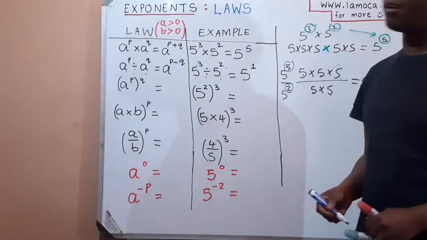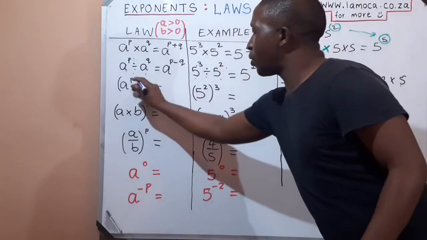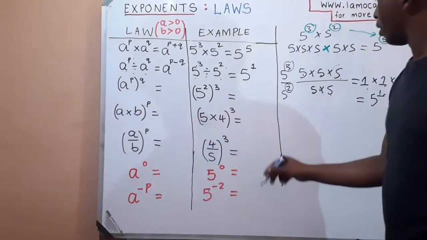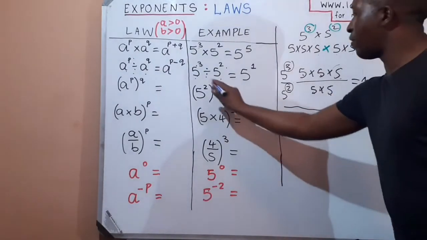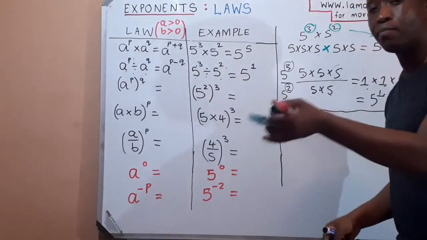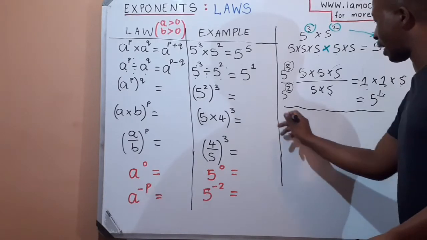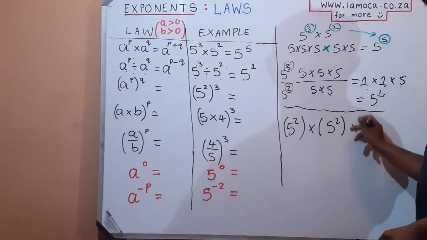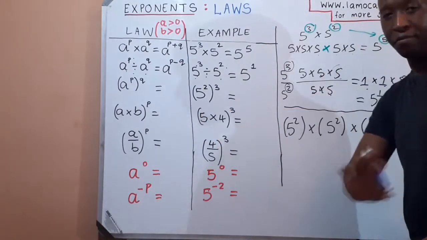Let's go to the third law, of raising a power to a power, which means when you've got an exponential term raised to another exponent, what would that mean? Okay, cool. So we're going to take the example of 5 squared, all to the power of 3. This means the thing inside the bracket is multiplied by itself 3 times. So that means we've got 5 squared multiplied by another 5 squared, and then multiplied by the last 5 squared. So it's the same thing multiplied by itself 3 times.